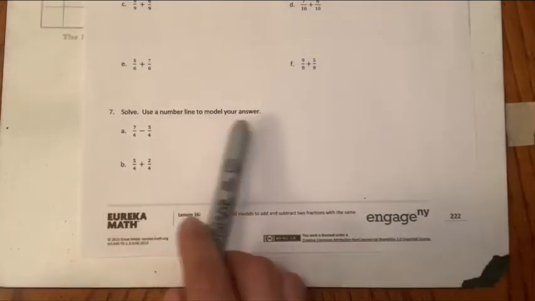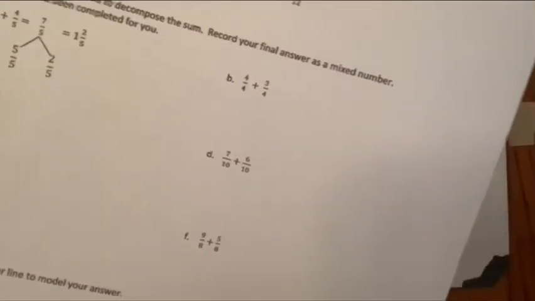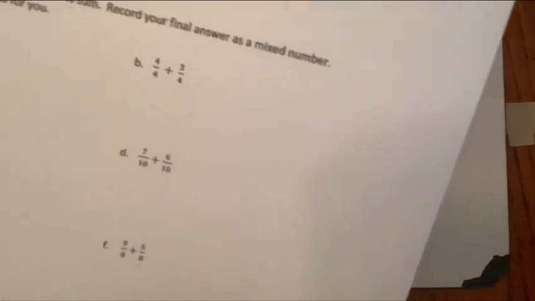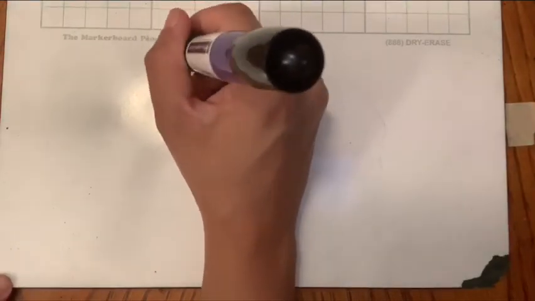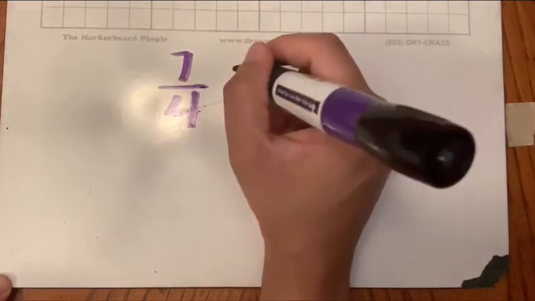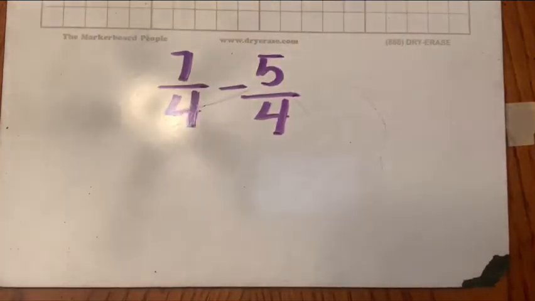For 7A, it says solve. Use a number line to model your answer. Okay, got it. So it looks like we're going to be making a number line. So I will go ahead and write my problem first. It looks like it's 7 fourths subtracting 5 fourths. Agree or disagree?